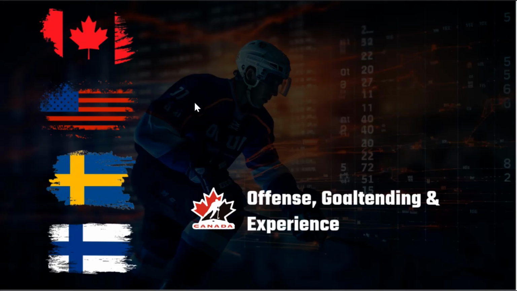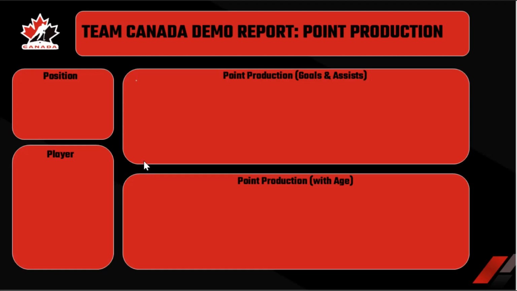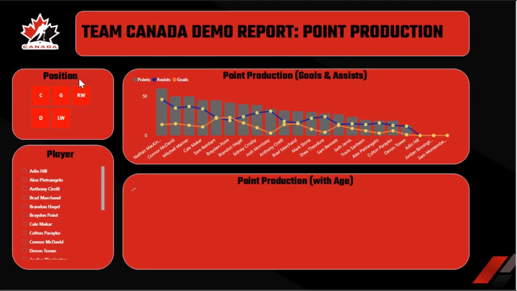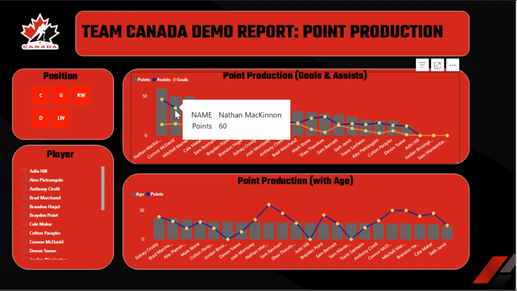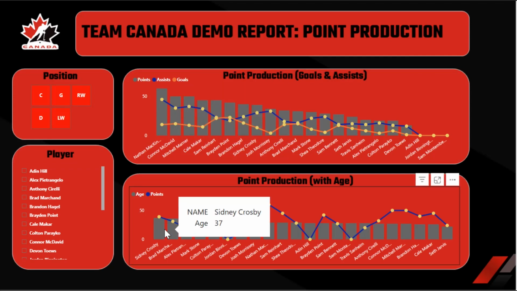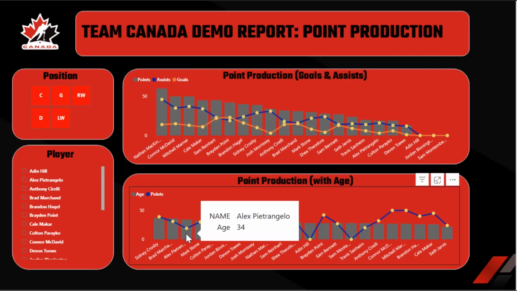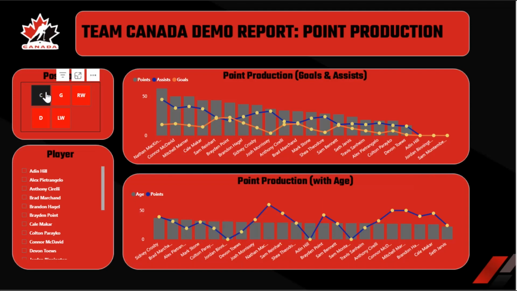Let's first walk through a set of completed Power BI reports. These reports were created as a part of the 4 Nations face-off work we did and highlight Team Canada's offense, goaltending, and experience. The first report shows point production. The top visualization shows goals and assists, and the second visualization shows age. This gives you a sense for how different players across age groups are contributing to Team Canada. This report also has filters for position and player.